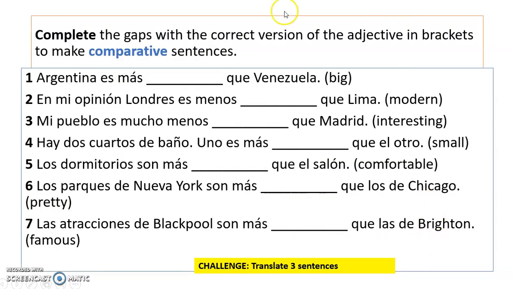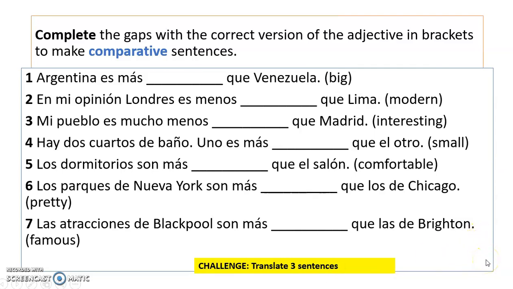Okay, so let's see how we do now. We complete the gaps with the correct version of the adjective in brackets to make comparative sentences. What I need you to do is to translate the adjective that's in brackets. And if you want a further challenge, you can translate 3 of the sentences.